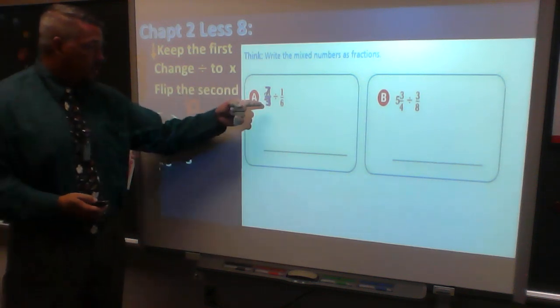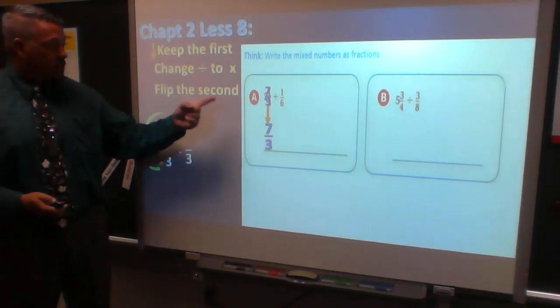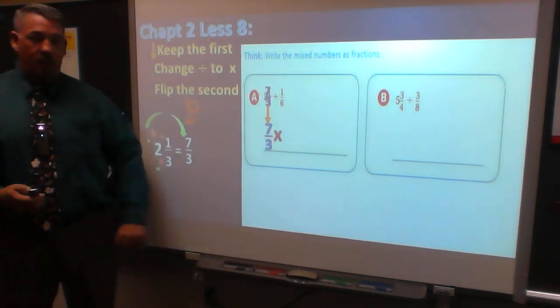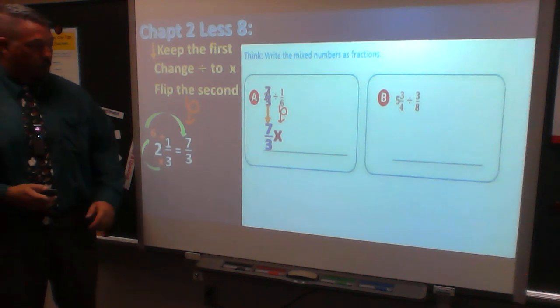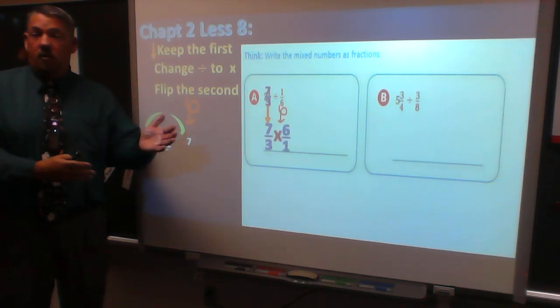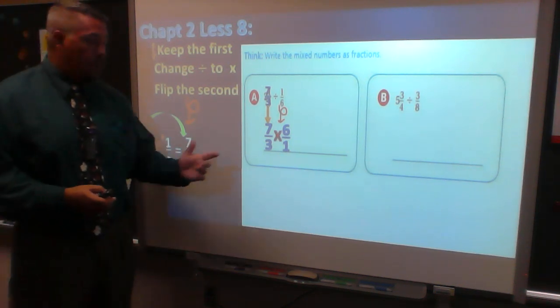I have 7/3. I know I have to keep my first one. I know my division is going to become multiplication, and then I'm going to flip my second fraction. I'm going to use its reciprocal. So I have 6 over 1. Now I have multiplication of fractions, which is the easiest math work to do with fractions.